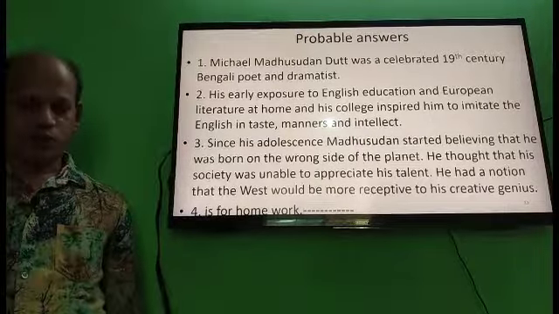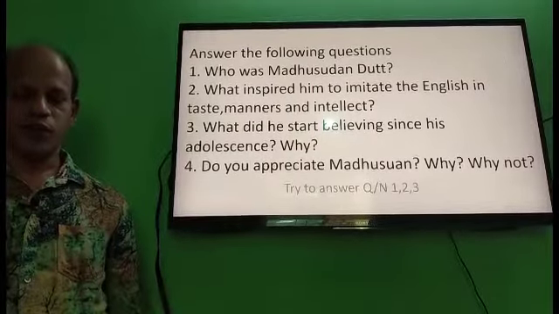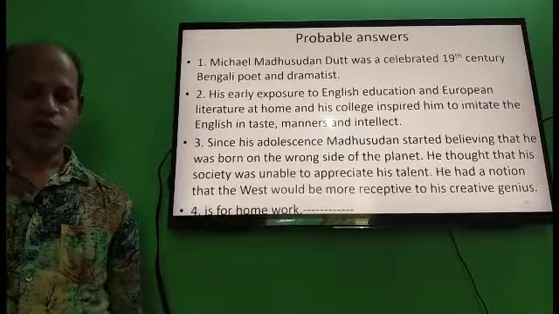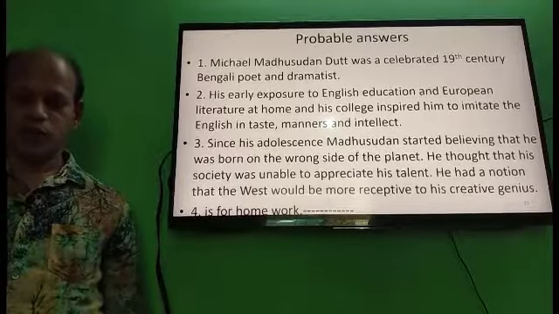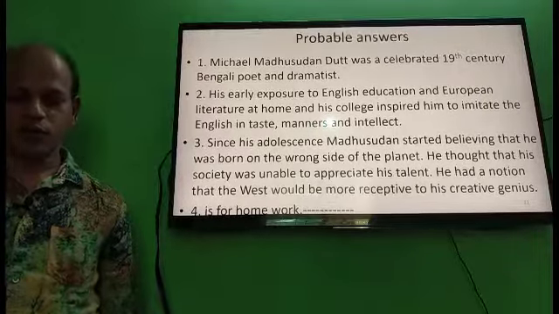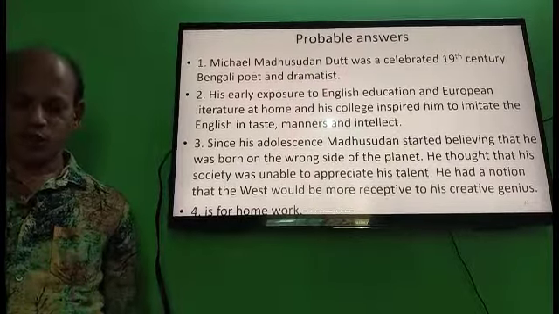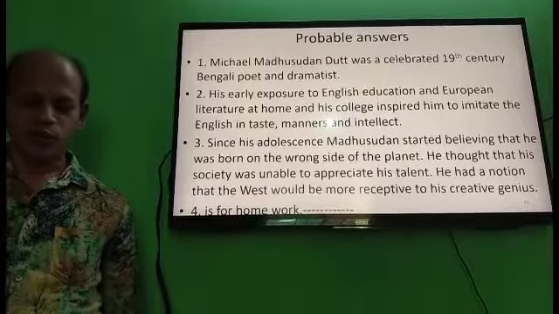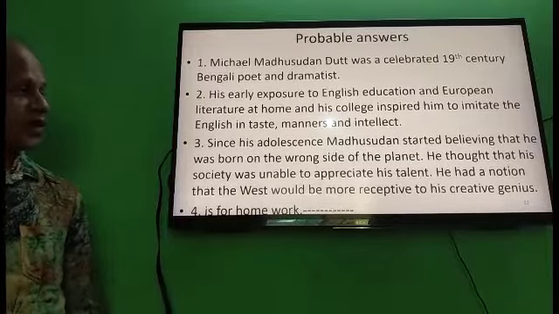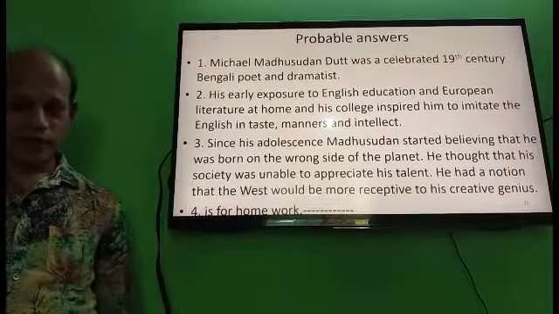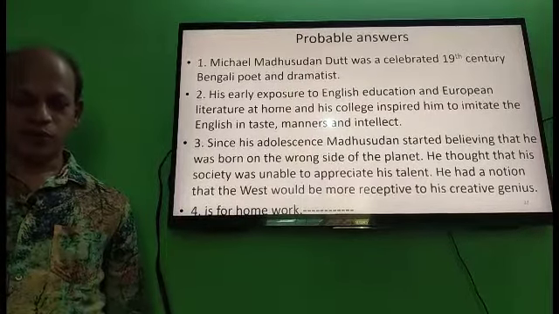Now question number 3, what did he start believing since his adolescence? Why? Answer, since his adolescence, Madhusudan started believing that he was born on the wrong side of the planet. He thought that his society was unable to appreciate his talent. He had a notion that the West would be more receptive to his creative genius. And these are the answers. Have you got it? Have you matched your answer with mine? Good. The 4 will be prescribed for homework.